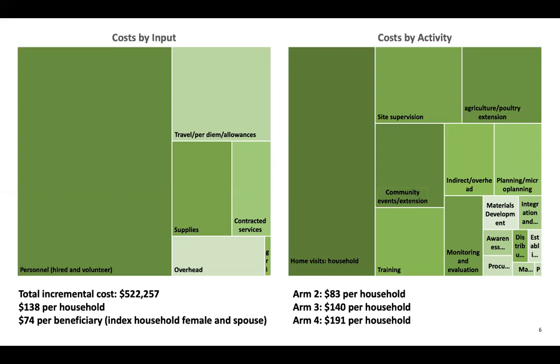Then when we break down the costs by treatment arms, the unit costs go from $83 per household in Arm 2 to $140 in Arm 3 to $191 in Arm 4. As the program complexity increases across arms, the unit cost per household also increases. And what drives these increases are the personnel costs of additional activities.